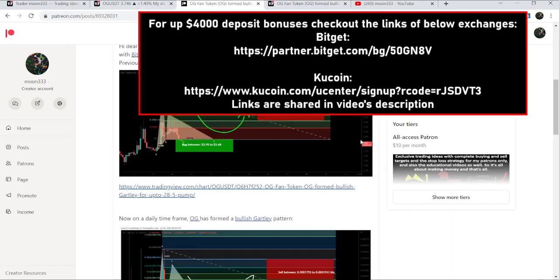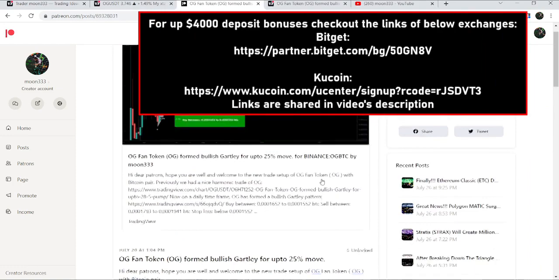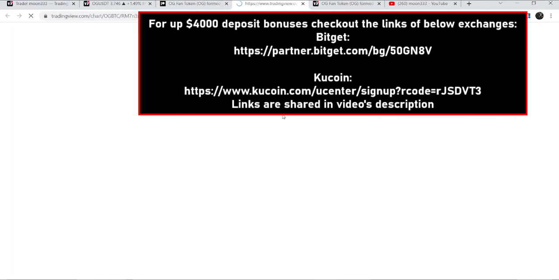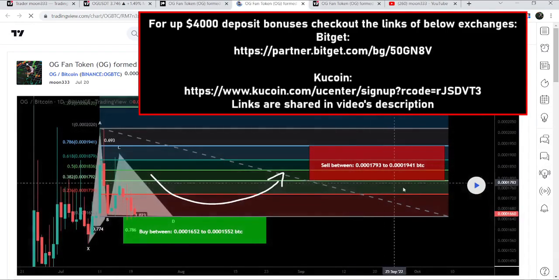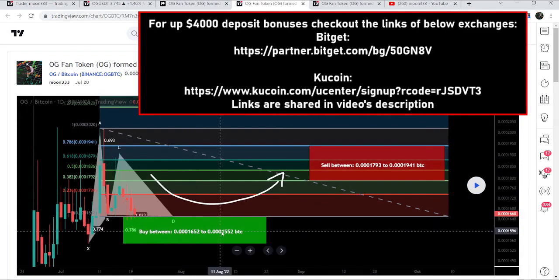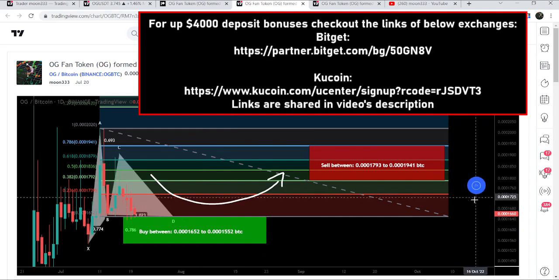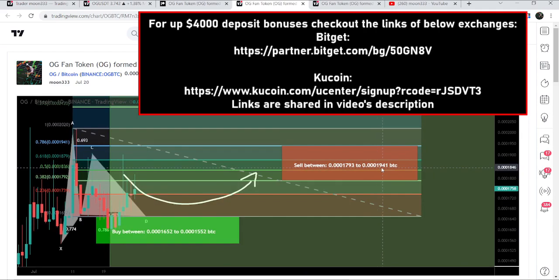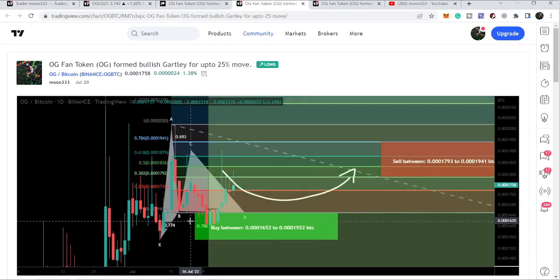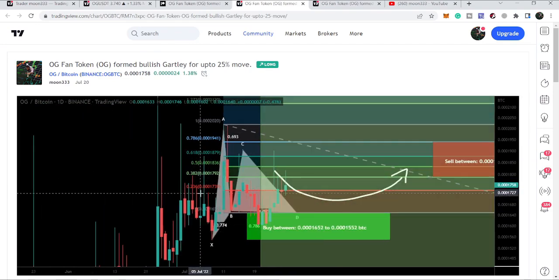And this is the recent trade setup that I shared with my members, and that was another harmonic bullish reversal Gartley move. By the way, this pattern was formed with the Bitcoin pair, and our buying zone was starting from 1652 and goes to 0.0001552 bitcoins, and our sell targets were from 1793 and goes to 1941. You can see that the price line, after visiting this buying zone, rallied very well up to 1903, and right now it is still moving here above this potential reversal zone of this Gartley.